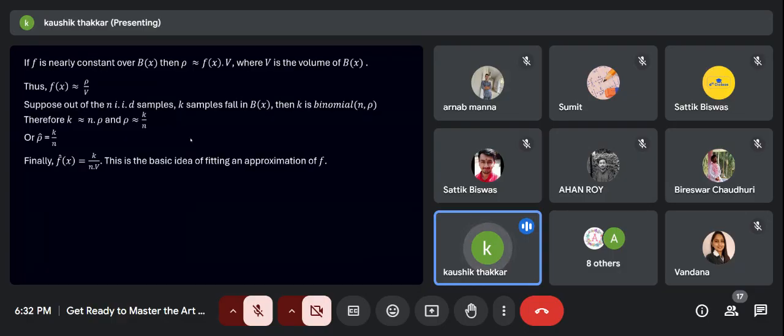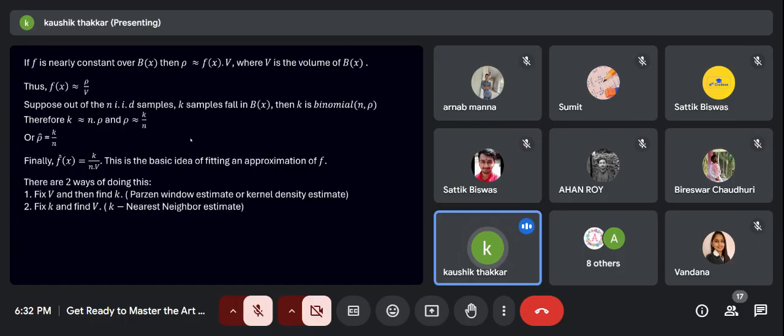But the problem is still unsolved. We wanted to get an estimation of f, but again we do not know k, we do not know v, we just know n, but this will not work. So again there are two methods of solving this. What we can do is first fix the volume v and then find k, that is the number of points in that volume.